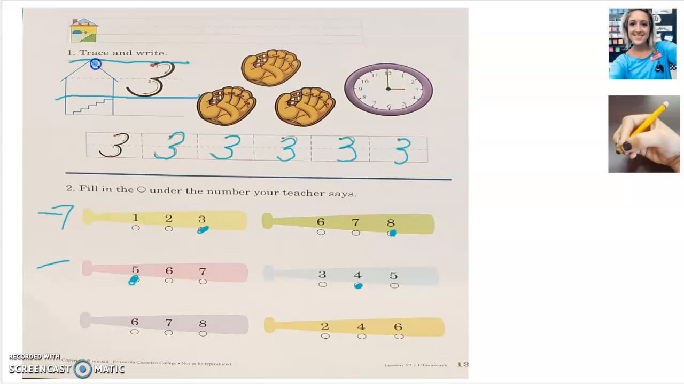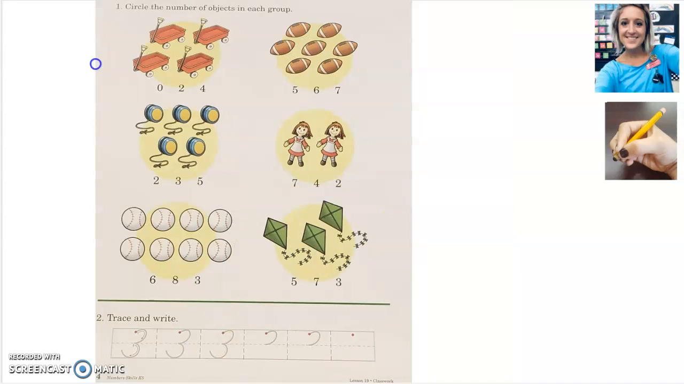Very good. On this one down here, the purple bat, fill in the number 7. 7. Good. On the last bat, fill in the number 2. 2. Very good. Let's flip over on the back.